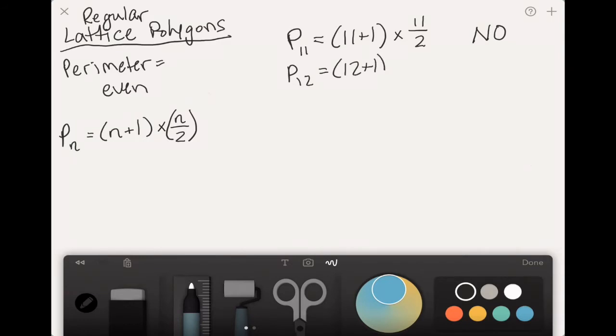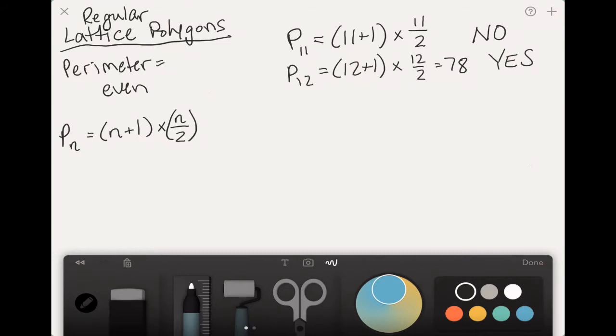Okay, let's try 12-sided. 12 plus 1 times 12 over 2. All right, and we're going to get 13 times 6, which is 78. That is even, so yes. We could make a regular lattice polygon with 12 sides.